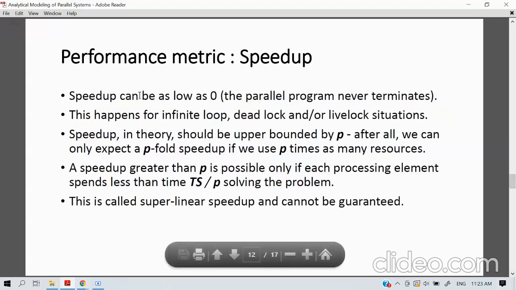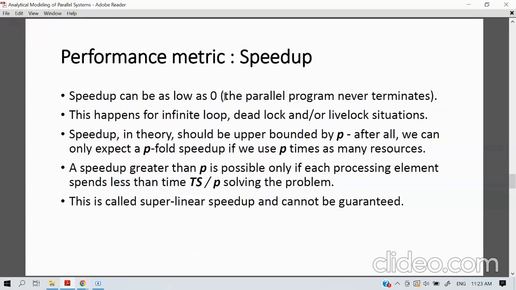Okay, so the value of the speed up can be as low as 0. That means the parallel program never terminates. If it is 0, it means the parallel program never stops. This happens for infinite loop, deadlock or live lock situations. So speed up in theory should be upper bounded by P. After all, we can only expect a P-fold speed up if we use P times as many resources.